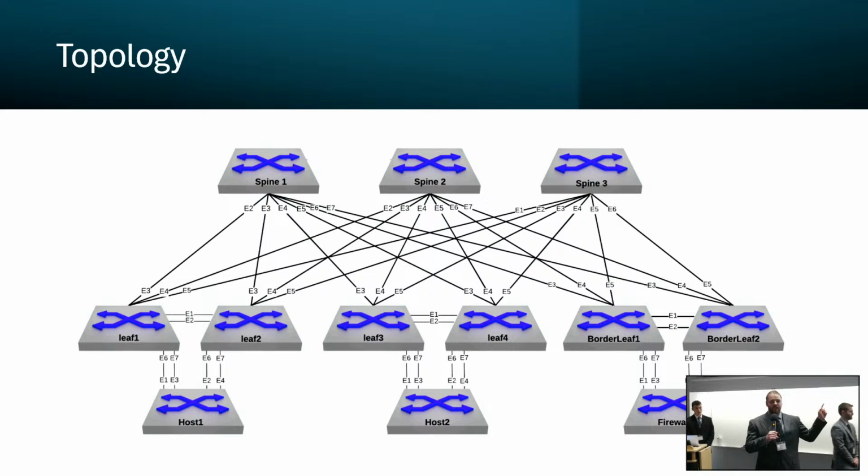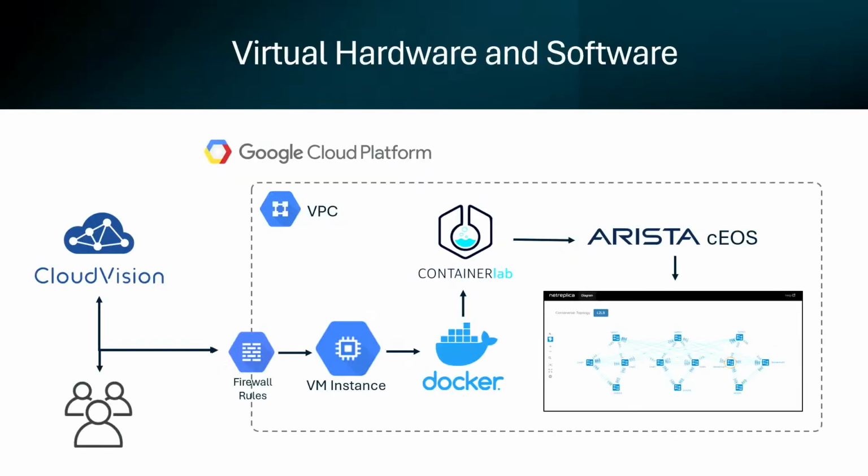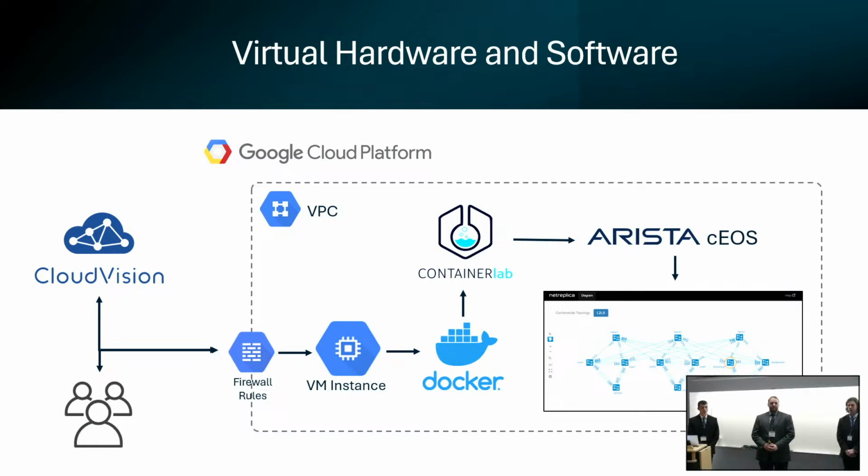In our topology here, every device that you see is a layer 3 switch. However, if you take a look at the top row of devices, those are our spines, and while they are switches, they act more traditionally as a router would. The middle row of devices are our leafs, which act as a traditional switch would, and then our hosts are just acting as hosts. So for virtual hardware and software, we're using Arista's containerized EOS for our devices' images. This is all inside of Containerlab, which is on Docker. All of that is running on a VM inside of Google Cloud, like Lucas mentioned earlier. We're using CloudVision to manage and monitor, and we're allowing that in through the Google Cloud firewall.